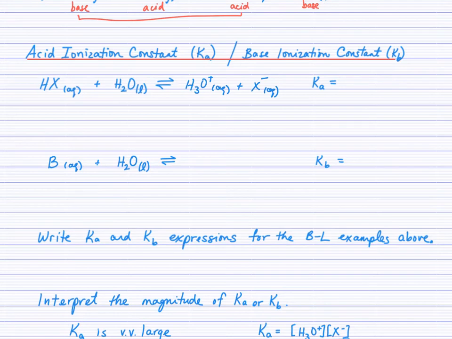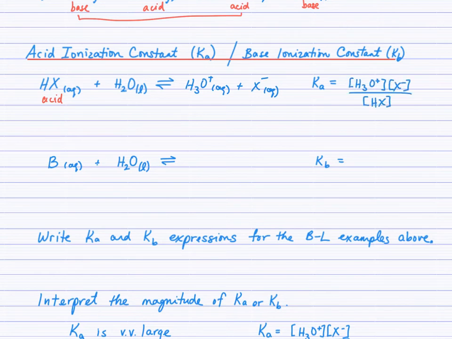Now, follow your rules for writing the equation for K, and this time we'll call it Ka, because this is a Bronsted-Lowry acid. HX is a Bronsted-Lowry acid. So the Ka for HX will be the expression that you write, omitting any solids and liquids.